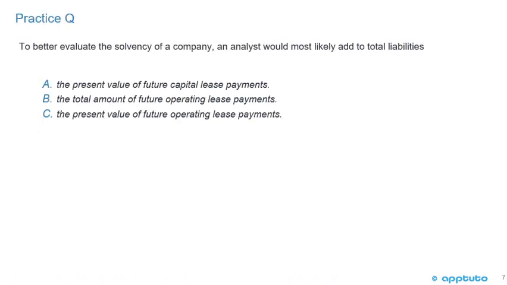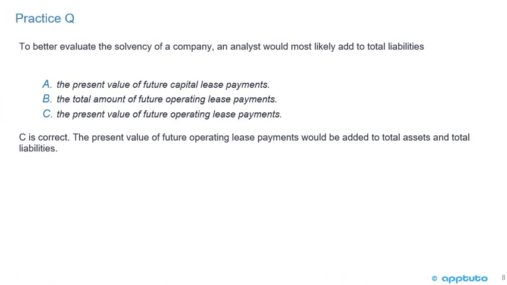And one last practice question to finish this LOS. To better evaluate the solvency of a company, an analyst would most likely add to total liabilities A, the present value of future capital lease payments, B, the total amount of future operating lease payments, or C, the present value of future operating lease payments. Nice little question to end on because you just have to be careful with the wordings.